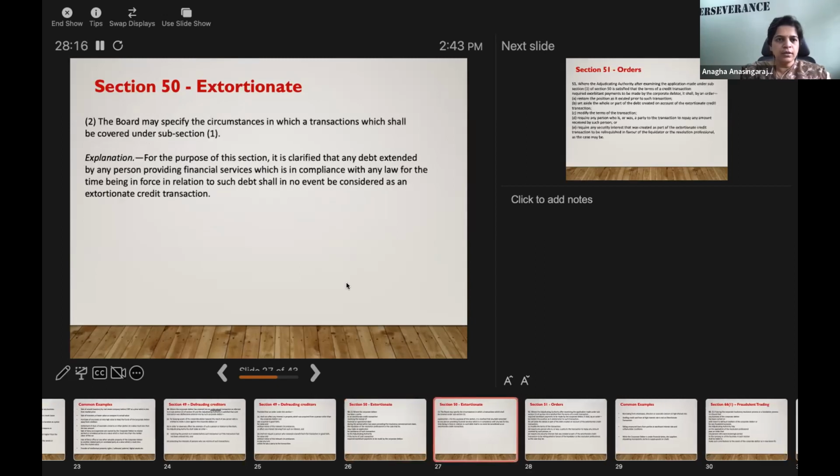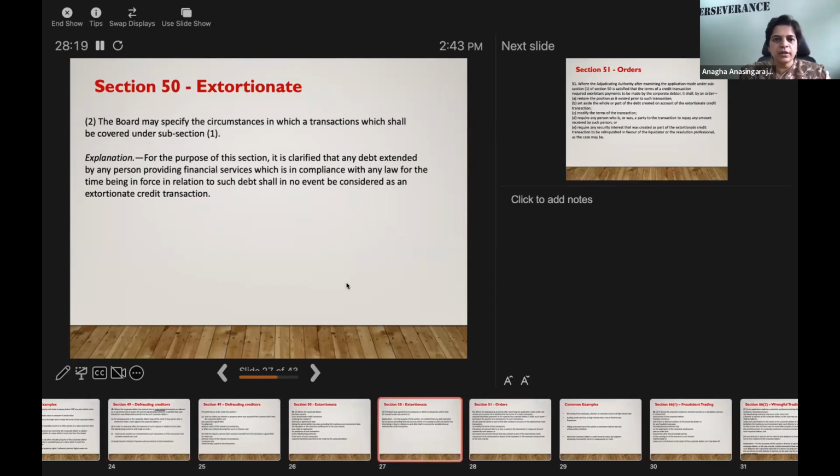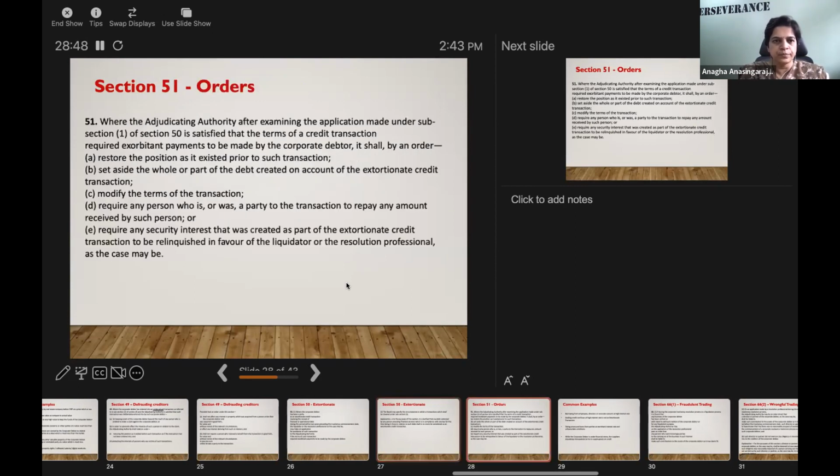Now, going further in this, the board may specify the circumstances in which the transactions shall be covered under subsection 1. Again, there's an explanation here which says, for the purposes of this section, it is clarified that any debt extended by any person providing financial services which is in compliance with any law for the time being in force in relation to such debt shall in no event be considered as an extortionate credit transaction. So all the financial services transactions specified have been excluded from the purview of section 50.